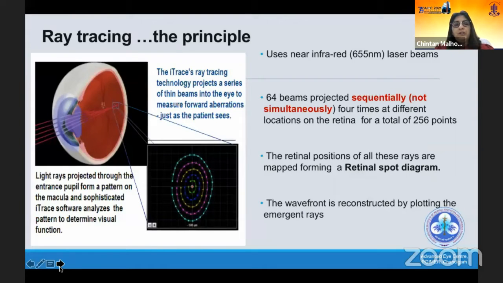Now, the principle of ray tracing is that it uses near-infrared beams at 655 nanometers. 64 beams are projected sequentially 4 times at different locations on the retina for a total of 256 spots. It's important that these beams are projected one after the other and not simultaneously, and each of them is then individualized and analyzed individually so that there is no confusion and it can be imaged even in highly aberrated corneas. The retinal positions of all these rays are mapped, forming a retinal spot diagram, and the wavefront is then reconstructed by plotting the emergent rays.